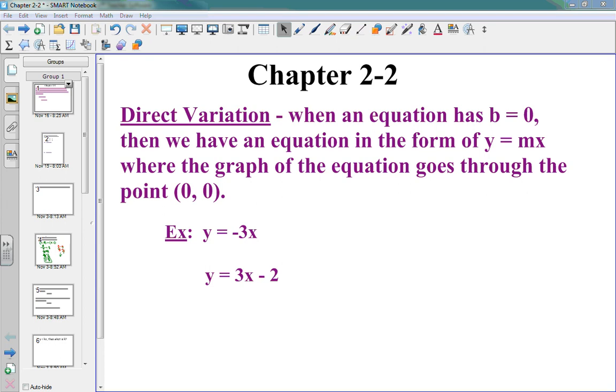When an equation has b equaling 0, then we have an equation in the form of y equals mx. Meaning if we have the equation y equals mx, that's implying that your b value is 0, meaning your y-intercept is 0. Do we understand that? In other words, it goes through the origin every time.